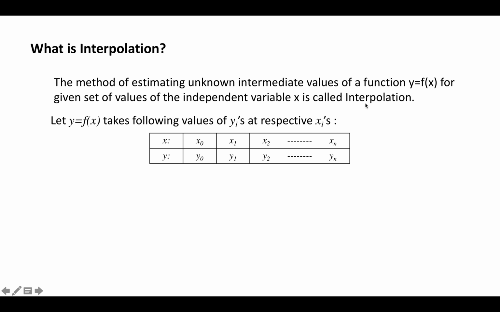Consider we have a function y is equal to f(x), but we don't know the actual function f(x). It takes values of yi at respective xi's. For example, these are two rows. First is for the value of x, and second one is for the value of y. So x takes values x0, x1, x2, and so on up to xn, that is n plus 1 values, and corresponding y's are y0, y1, y2 up to yn.